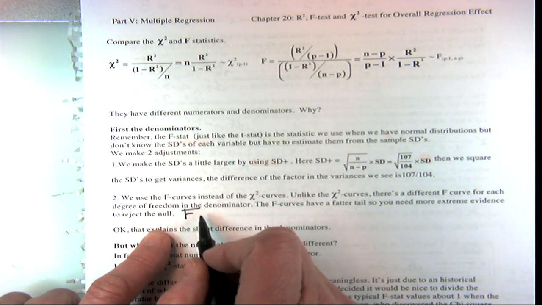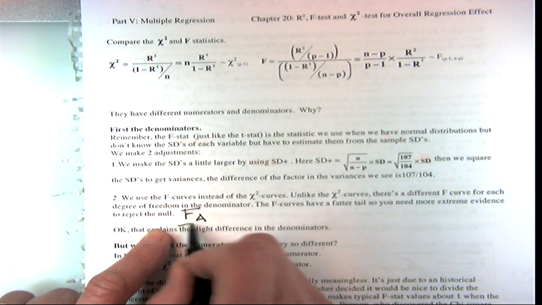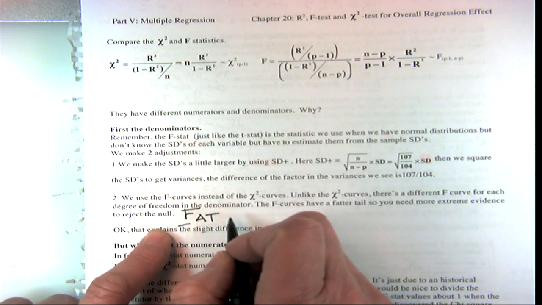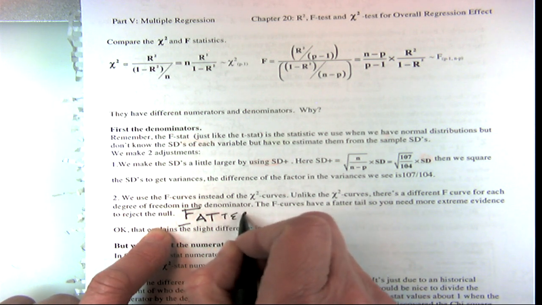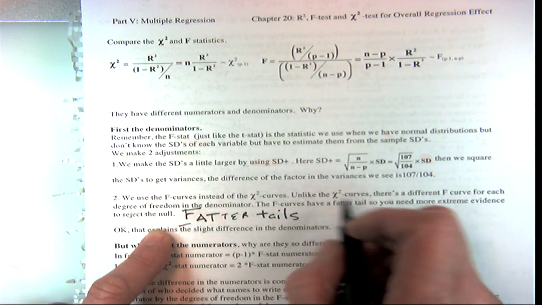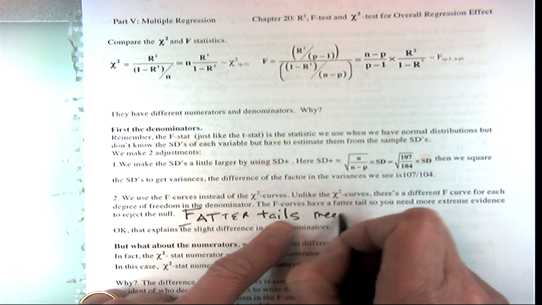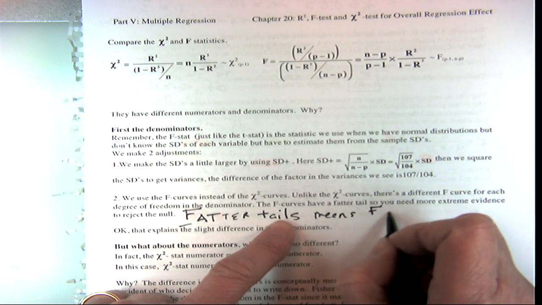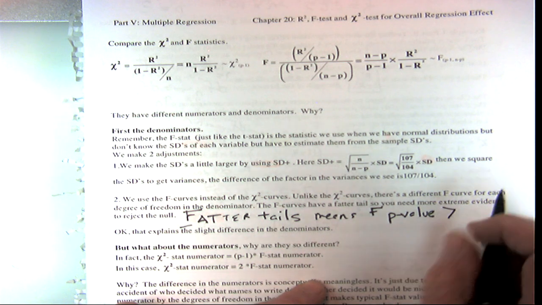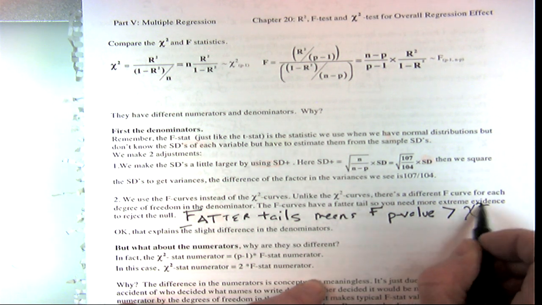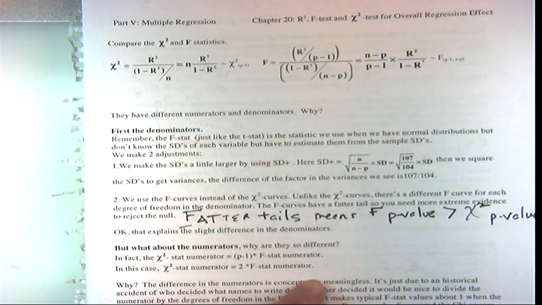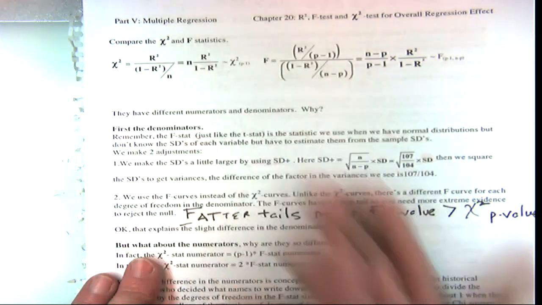You should know this: F and T have fatter tails than their respective chi-squares and z. Fatter tails means that the F p-value, the p-value using F, is bigger than the chi-square p-value, and it was. They're both almost zero, but it was bigger. All right, now we're going to talk about why they're different.